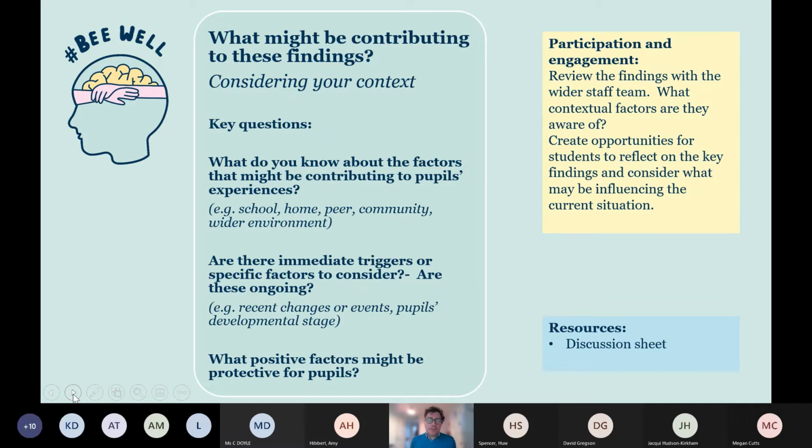Again, following on from what I just said previously, creating those opportunities for students to reflect on those findings and consider what might be influencing the current situation. So thinking back to the traffic light that I just shared with you, perhaps that amber, what's going on here? What do we need to know a bit more about? Why might this be the case? And talking to young people and getting their contribution to that. And there are some discussion questions that might be helpful in terms of using that in a staff meeting or with a group of young people.